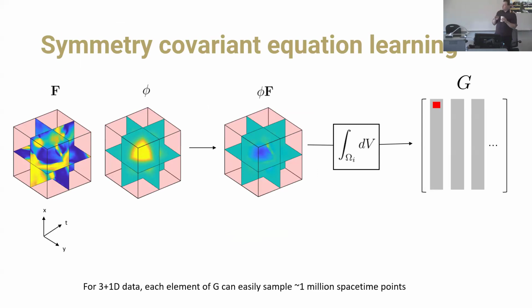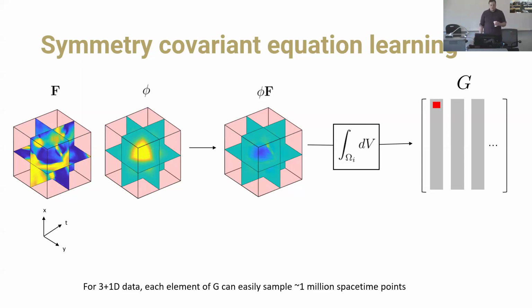Here you can see our weight function vanishes at the boundaries, just like that 1D case. And then we do numerical quadrature. So we do the Riemann sum in all of those directions. And this constructs a single element of a huge matrix, where each column of the matrix corresponds to a different term that could be in our equation. For 3+1D data, for the Johns Hopkins data set, each element of this matrix was roughly the sum of 1 million spacetime points. So we're doing a substantial amount of averaging.